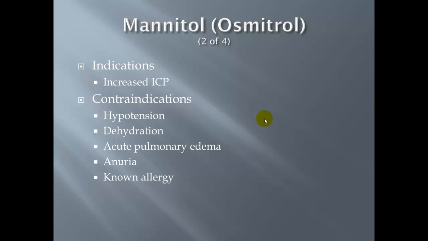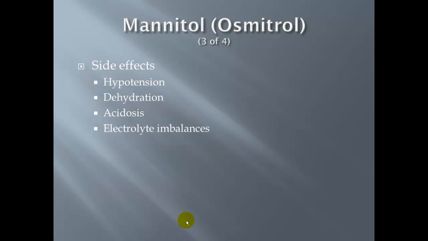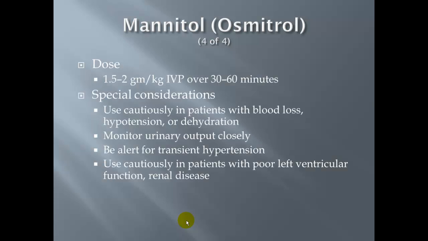Indications: to increase intracranial pressure. Contraindications: hypotension, dehydration, acute pulmonary edema, anuria, not making any urine, or known allergy to the drug. Side effects: hypotension, dehydration, acidosis, and electrolyte imbalances. Dose on this is going to be 1.5 to 2 grams per kilogram IV push over 30 to 60 minutes.